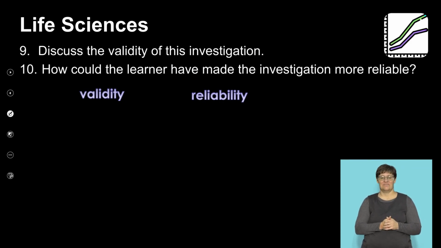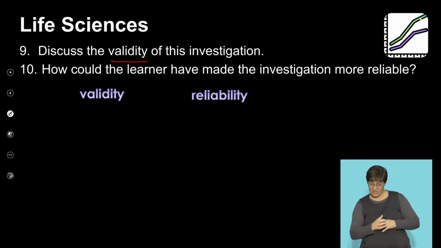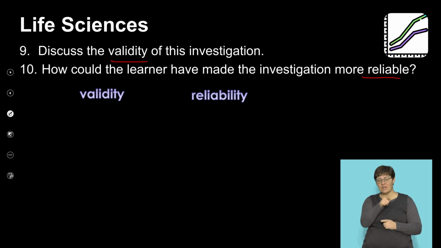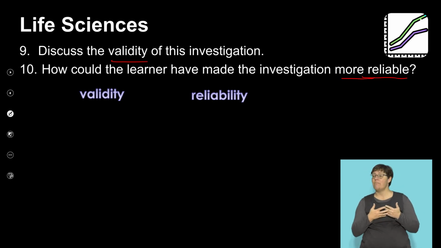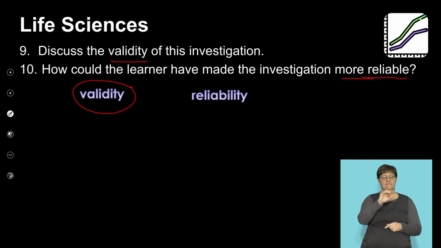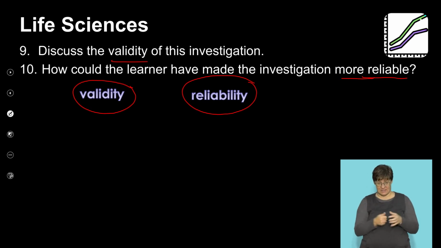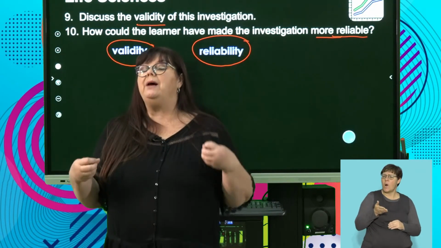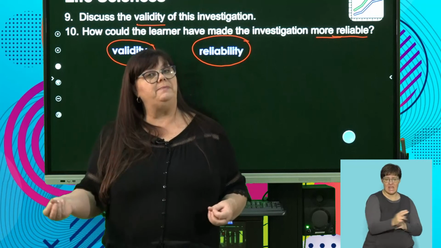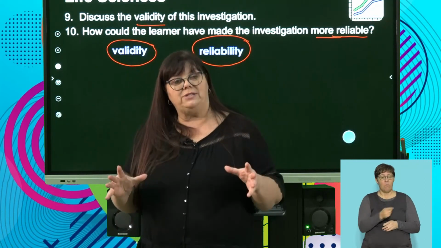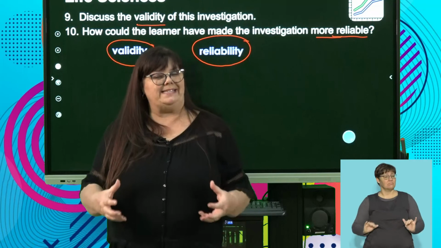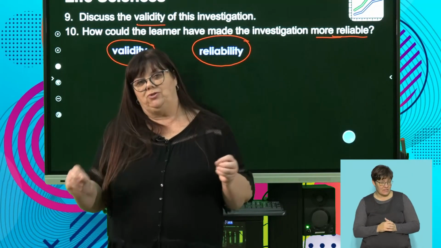Now, discuss the validity of this investigation and how could the learner have made the investigation more reliable. And so we need to look at these terms, validity and reliability. Often, questions relating to the scientific method are going to ask you about validity and reliability. So they all relate to how good your investigation was, but they relate to two different things.